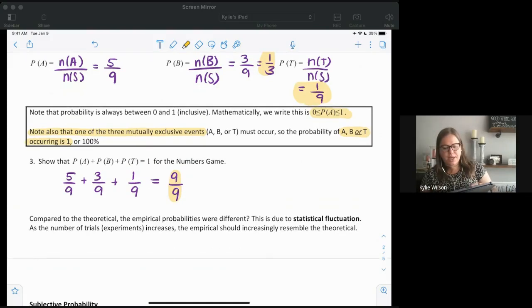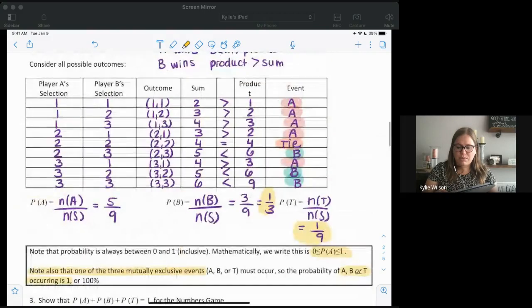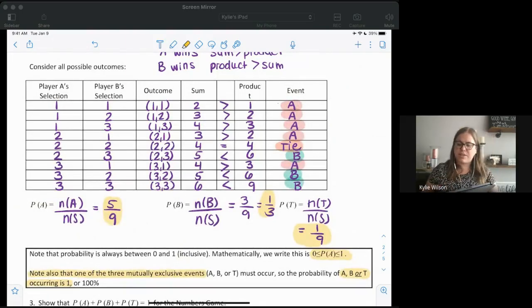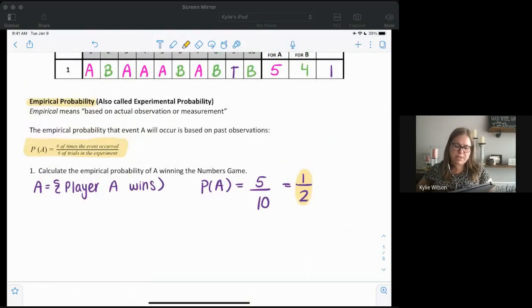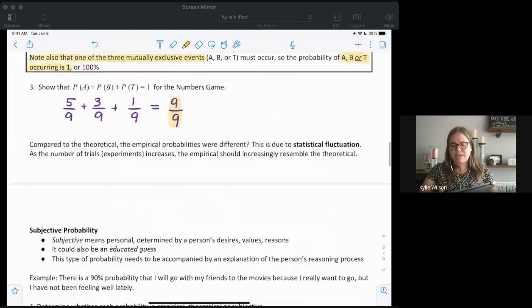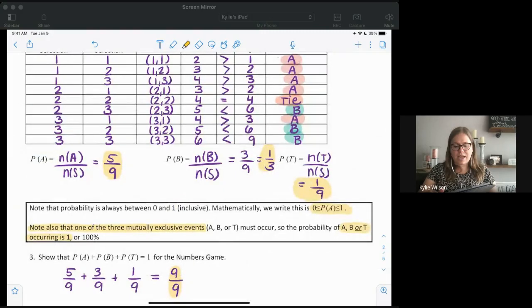Okay. Now we want to compare these to our experimental. Although we were unable to really complete the experiment, we can still compare our solutions. So theoretically, we have that the probability of A is 5/9, B is 1/3, T is 1/9. I look up here, my probability that A wins is 5/10. So it's relatively close. 5/10 gives us 1/2. And for A, we're at 5/9, which is pretty close to 1/2. But you can see how my theoretical and my experimental or empirical can be different. This often happens when I have a really lucky game or something like that within an empirical probability, because sometimes it doesn't always follow what we would expect.